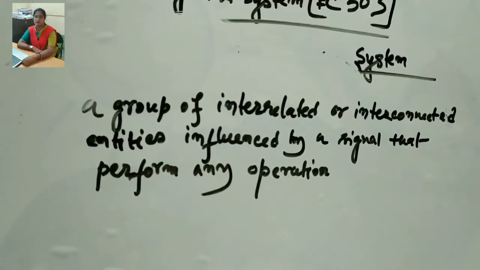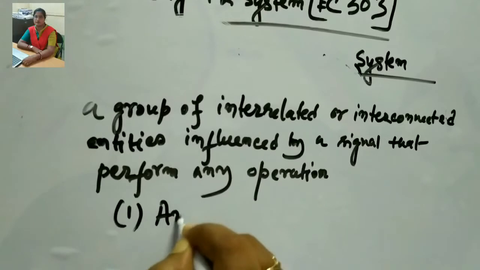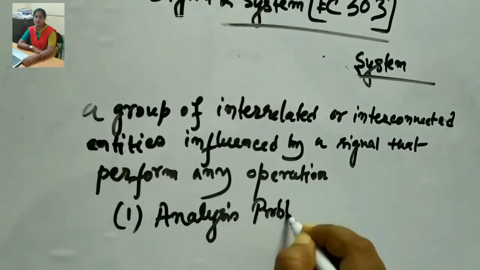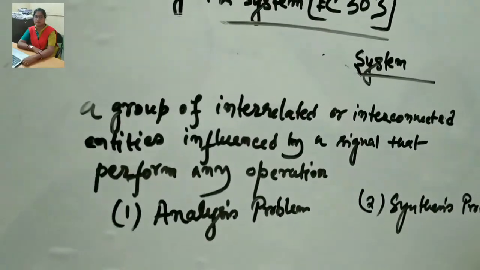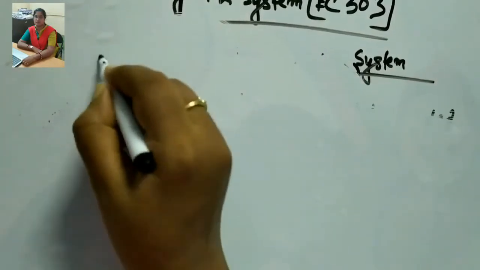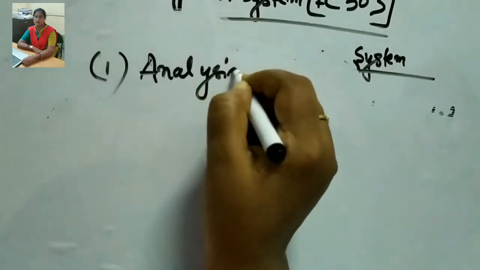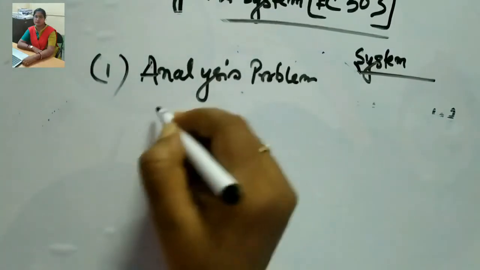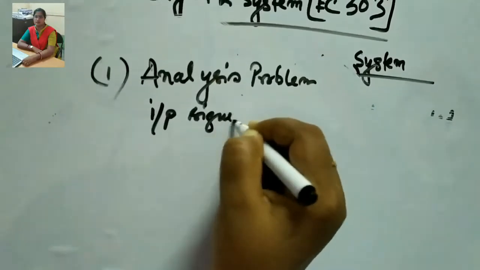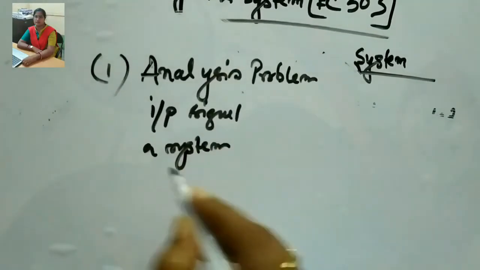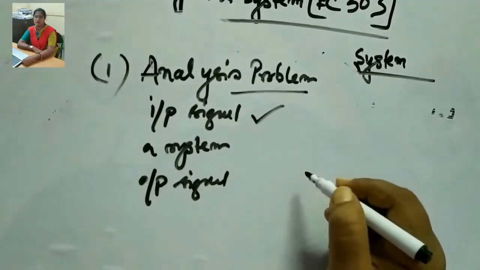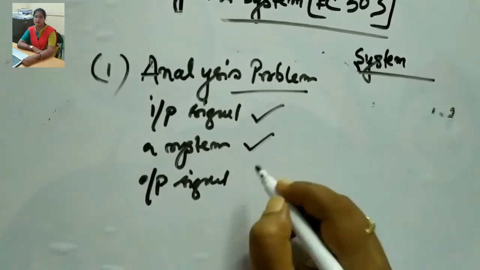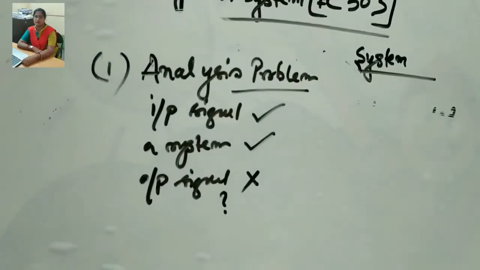Now there are two types of problems we have to deal with. The first one is the analysis type of problem, and the second one is the synthesis type of problem. In the case of an analysis problem, we provide an input signal, we have a system, but we don't have an output signal. Again repeating, an analysis type of problem has an input signal, there is a system, but we don't have any output signal, or we have to find the output signal.